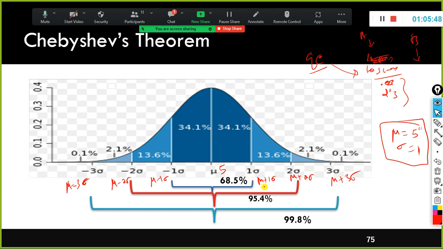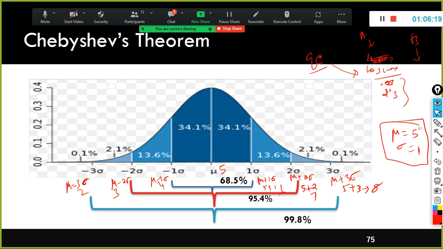So fine, when it comes to absorbing things, here it is 5 plus 1 into 1, which is 6. 5 plus 2 into 1 is 7. What is 1? 1 is sigma. And here 5 plus 3 into 1 is 8. Right? 8. This is 7 and 6. And what is mu minus 1 sigma? 5 minus 1 is 4. And 5 minus 2 is 3, and 2. So I plugged in all the values here.